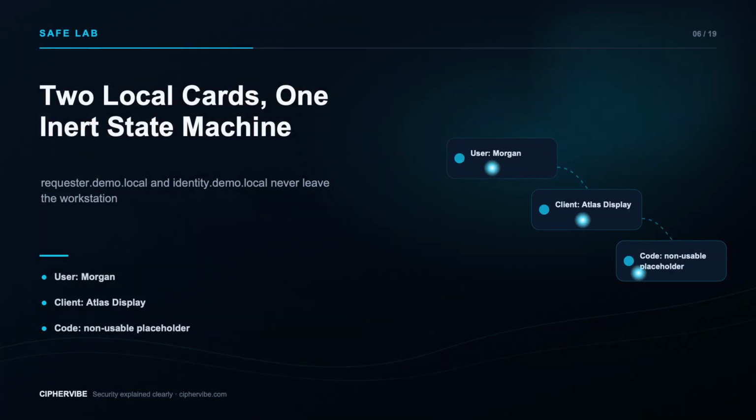Our lab uses Morgan, a fictional client called Atlas Display, and local-only hosts ending in demo.local. The displayed code is a non-usable placeholder. Buttons change a JavaScript state record from pending to approved or blocked. There are no app registrations, endpoints, secrets, tokens, accounts, or network calls.